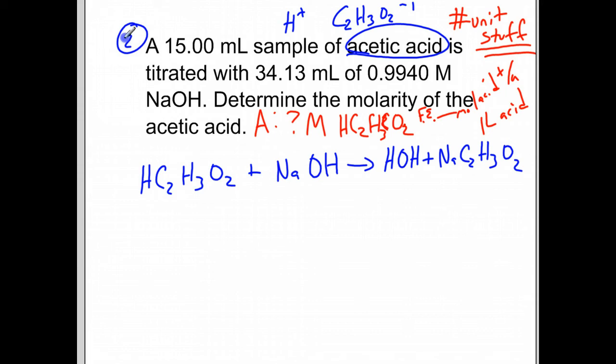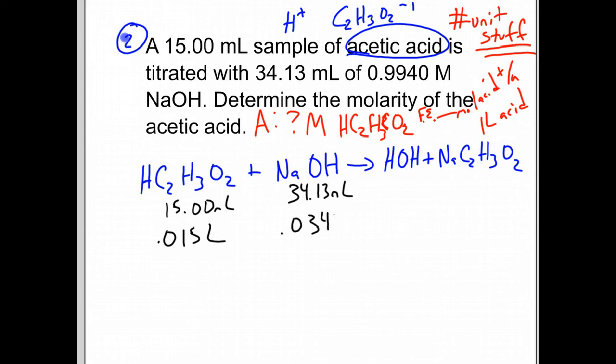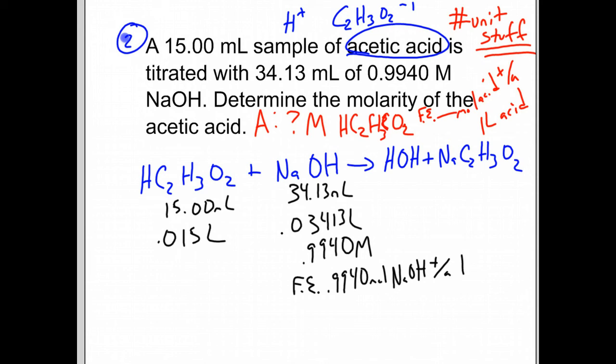So now we say, okay, what else do we know about this stuff? Well, I'm going to put this in black. I know that I've got 15 milliliters of this, and I've got 34.13 milliliters of this. If I convert that to liters, 0.015 liters, 0.03413 liters. And the molarity of the NaOH is 0.9940 molar, which I can write a for every statement for that. For every 0.9940 moles NaOH, there is 1 liter of NaOH. Number, unit, stuff. Okay? All right, so that's all the stuff that was given to me from the problem.